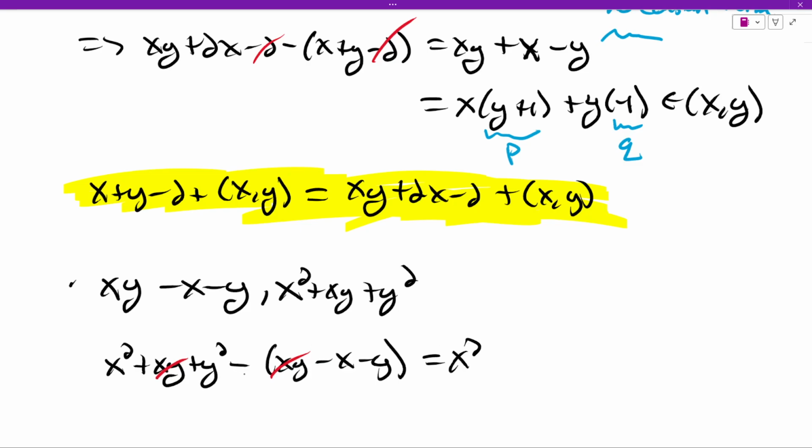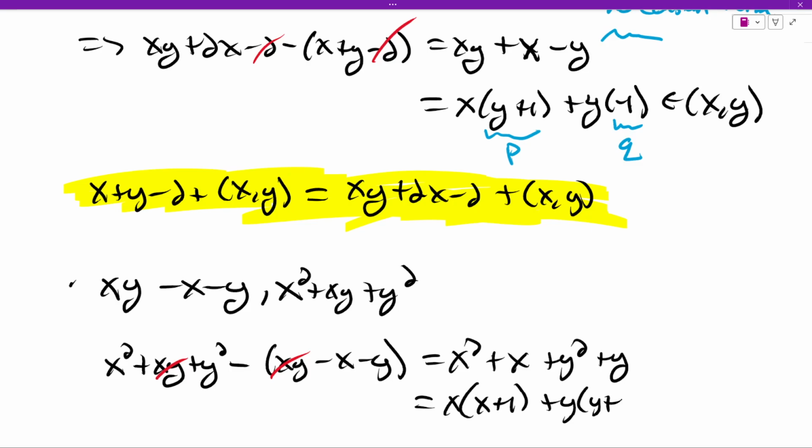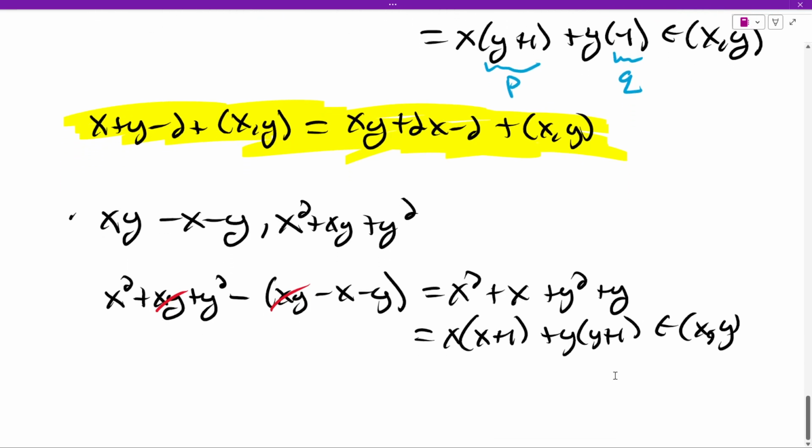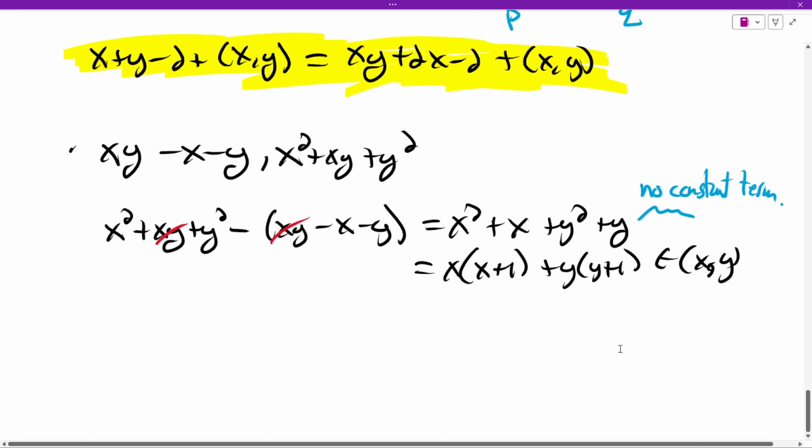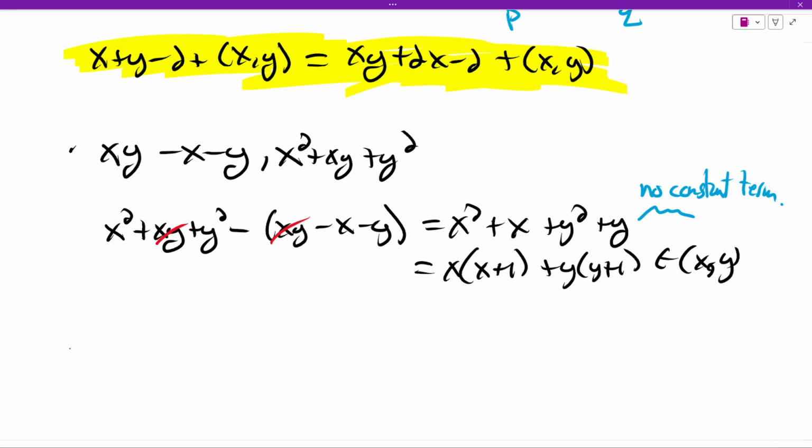So we're going to get x squared minus minus x is plus x, and then y squared minus minus y is plus y, which we could write as x times (x plus 1) if we wanted, and y times (y plus 1). In particular, that is a combination of the generators of our ideal, x and y. It's (x plus 1) times x, and then (y plus 1) times y. Also, notice the difference has no constant term. Cool. And here's just explicitly showing it's in the ideal. All right, let's do another example.